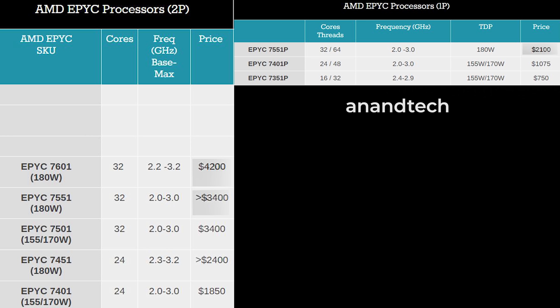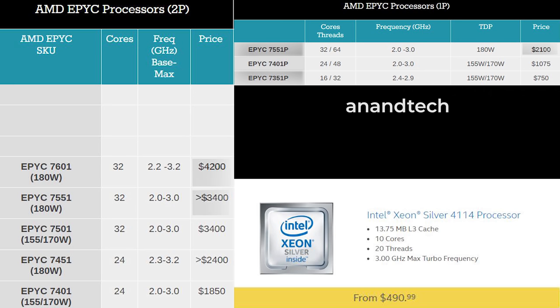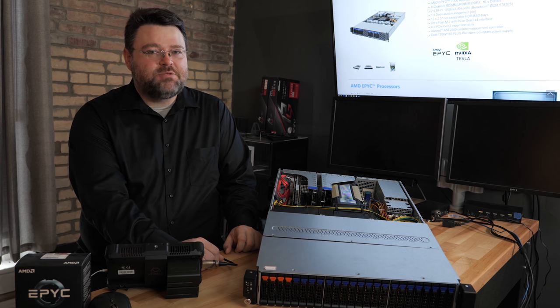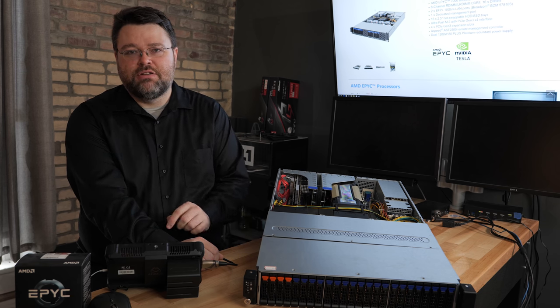So right now this system is configured with a 7551, but I actually did a head-to-head with this system with a 7351. That is a 16-core processor from AMD that just came out in November. It's an Epyc processor, but it's a higher clock speed 16-core version. And I put that head-to-head against a Xeon Silver 4114 and an HP ML350 Gen 10.